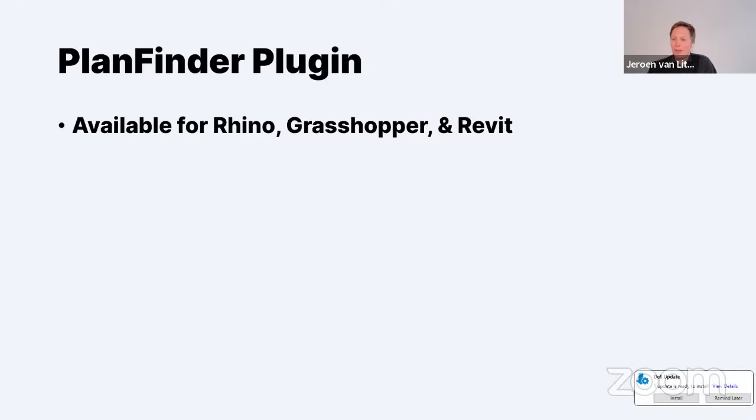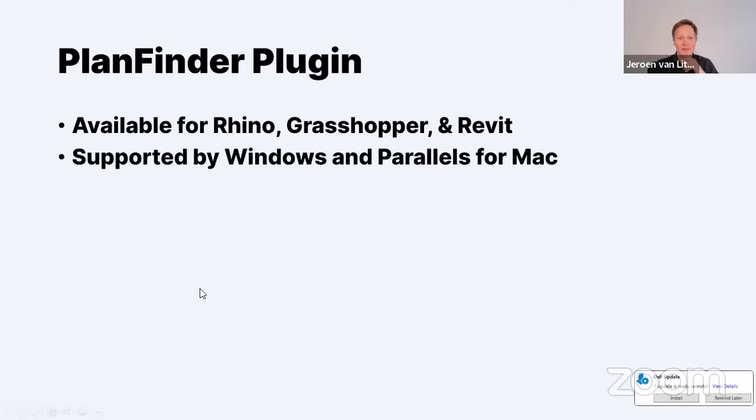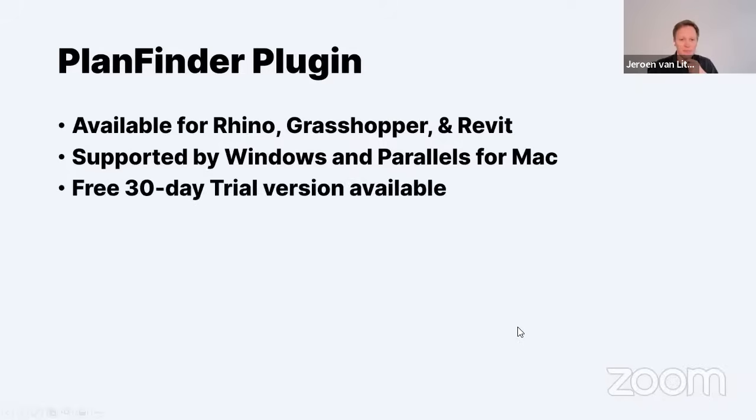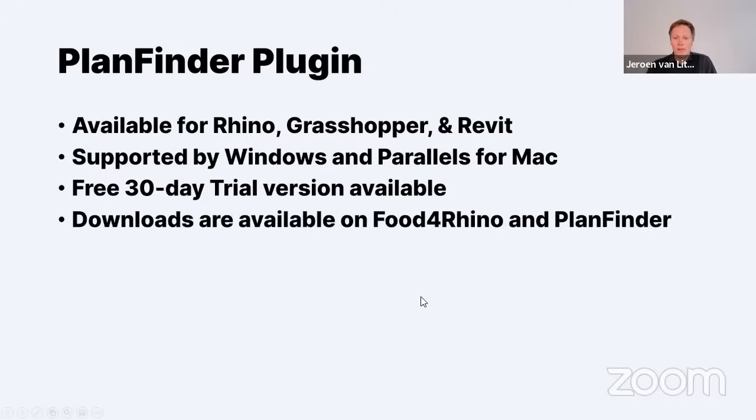To conclude, the PlanFinder plugin is available for Rhino, Grasshopper, and for Revit. If you're interested, you can download it. It's supported on Windows, and if you use Parallels for Mac, you can also use it on your Apple machine. There's a free 30-day trial available, so you don't have to use any credit card. You can just try it out and see if it's something for you. The downloads are available on Food4Rhino and PlanFinder.